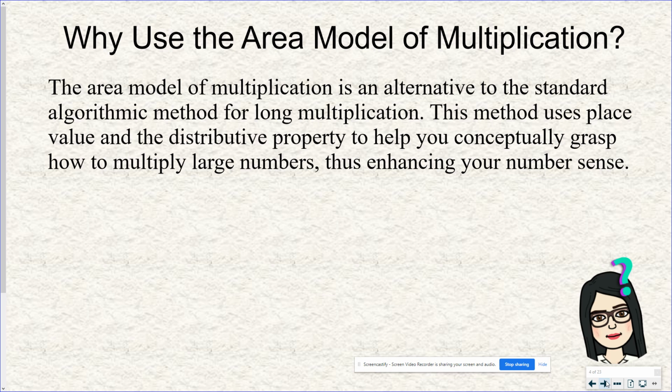Why use the area model of multiplication? The area model of multiplication is an alternative to the standard algorithmic method for long multiplication. This method uses place value and the distributive property to help you conceptually grasp how to multiply large numbers, thus enhancing your number sense.